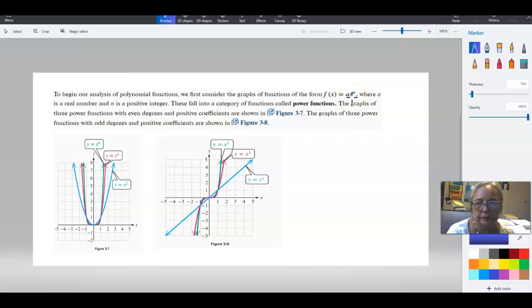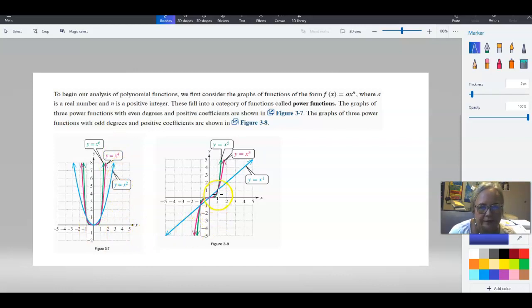So if n is even, like n equals 2, 4, 6, 8, and so on, the graphs of the functions look similar. They either open upward if the leading coefficient a is positive, or open downward if the leading coefficient is negative. And both ends of the graph, on the left hand side and right hand side, go in the same direction, either upward for positive or downward.